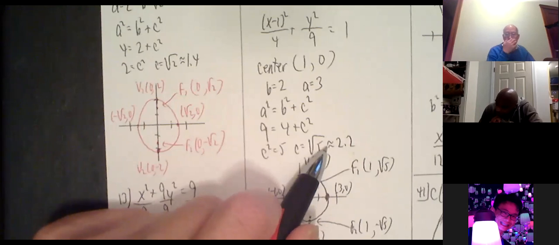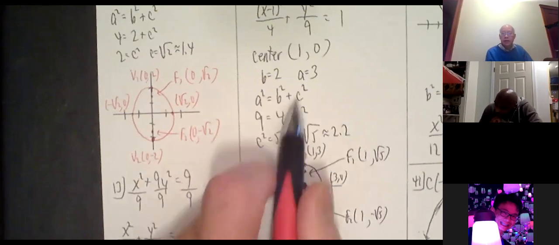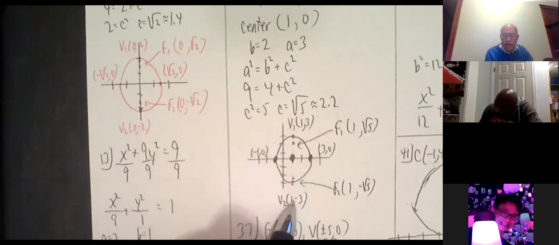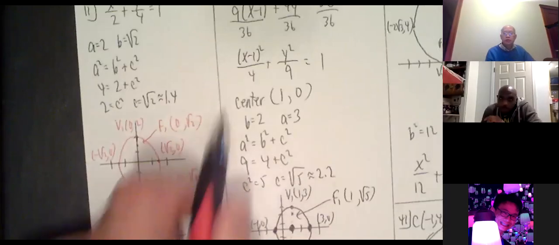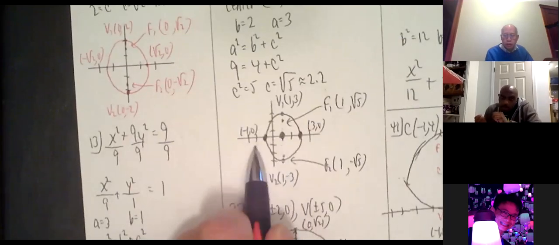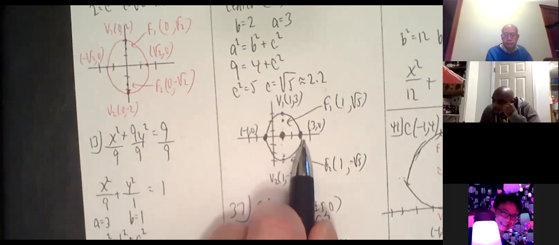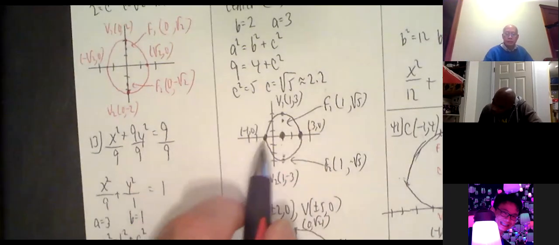The foci are going to be up and down. All right, so I start at my center 1, 0. A is 3. That's up and down. So 3 up, 1, 3. 3 down, 1, negative 3. Vertex 1, vertex 2. For the minor axis, 2 left and right. So 2 to the left, negative 1, 0. 2 to the right, 3, 0. They have no special name. Endpoints of the minor axis, I suppose.